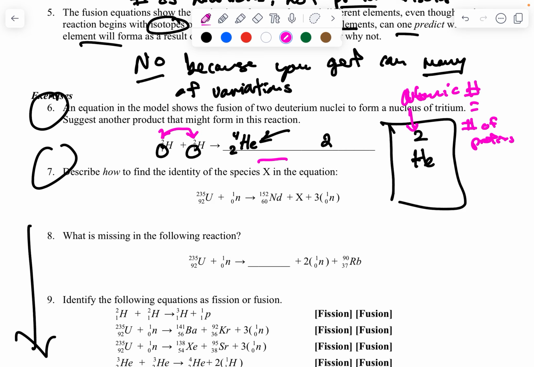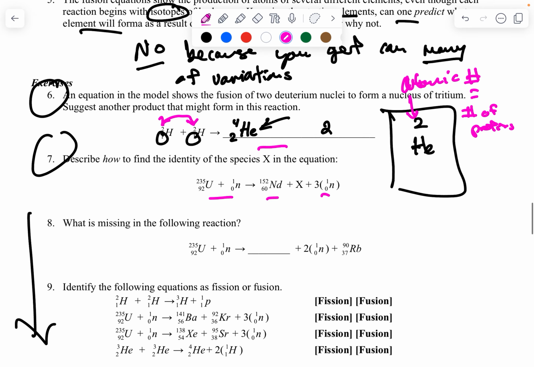Now this one is fission, because it breaks into smaller pieces. It wants us to find the identity of X. What is X? The first thing we want to do is 92 minus 60, because that's going to give us the number of protons. So that's going to be 32. So you have to look up a periodic table.